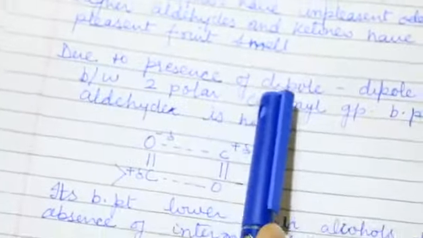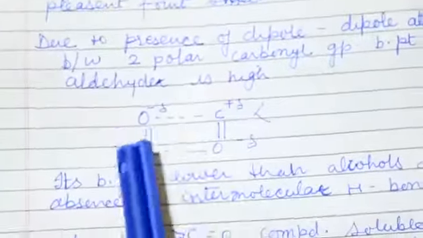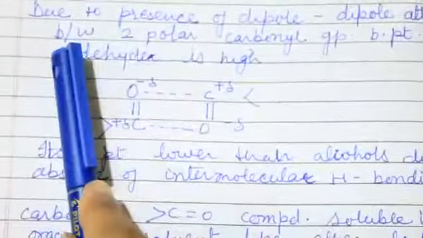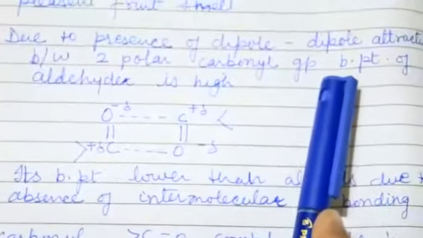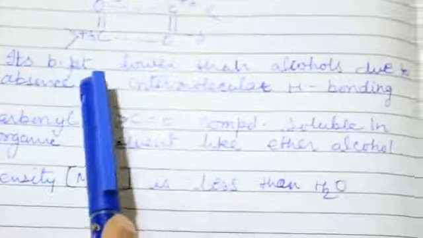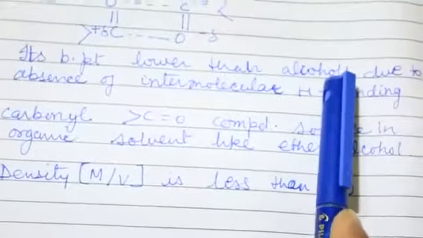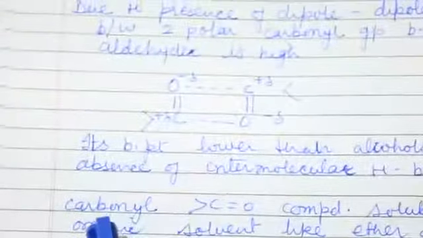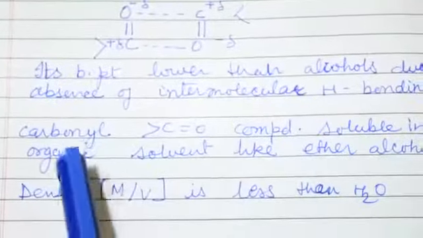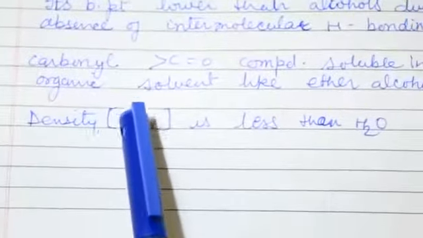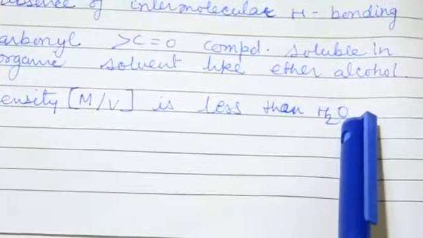Due to the presence of dipole attraction, like this, there are two poles, dipole attraction between the two polar carbonyl groups, the boiling point of aldehyde is high. Its boiling point is lower than alcohol due to the absence of intermolecular hydrogen bonding. There is no hydrogen bonding over there. So carbonyl compounds are soluble in organic solvents like ether and alcohol, and density, that is mass upon volume, is less than water. Thank you.